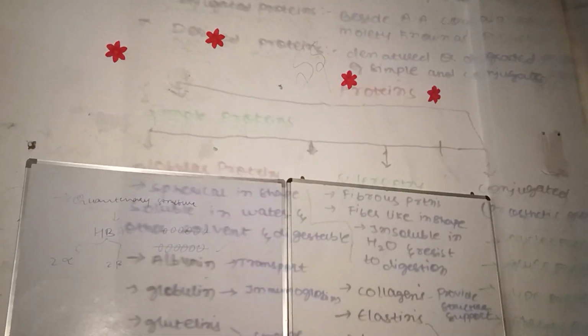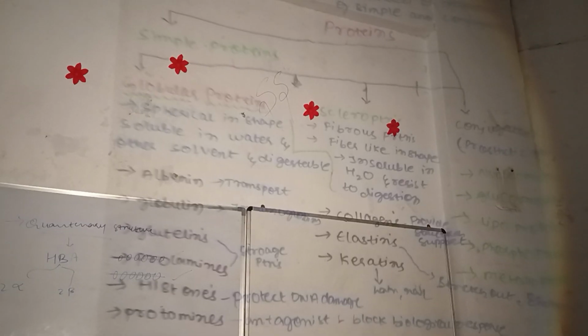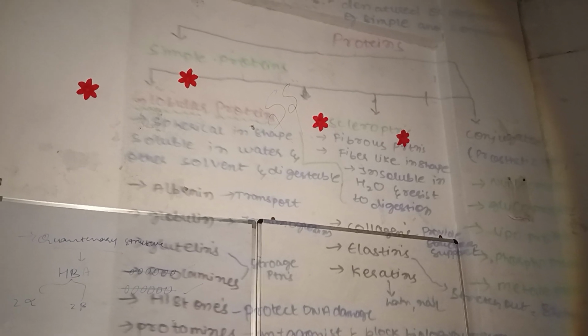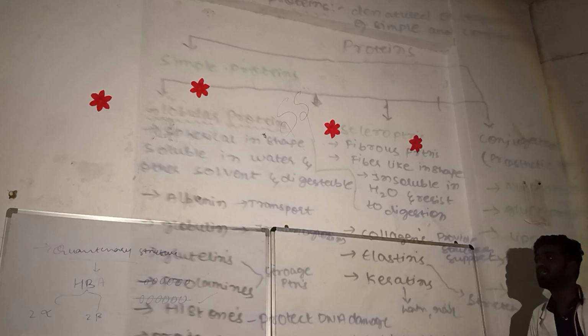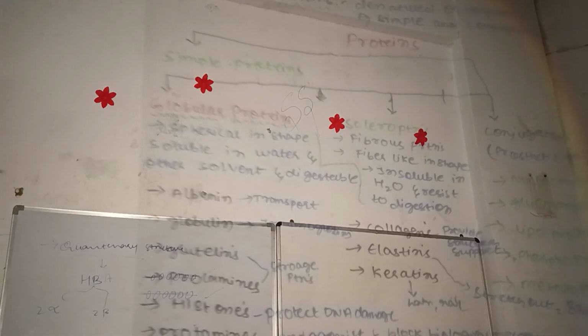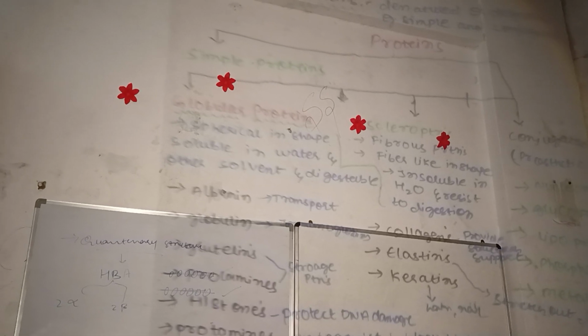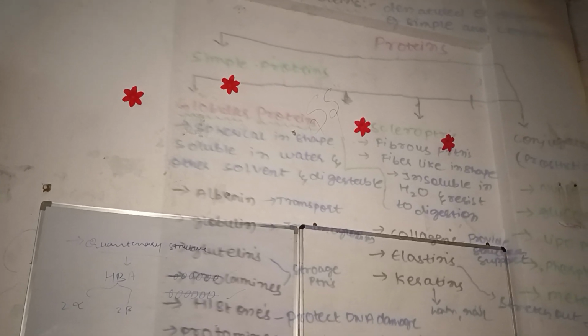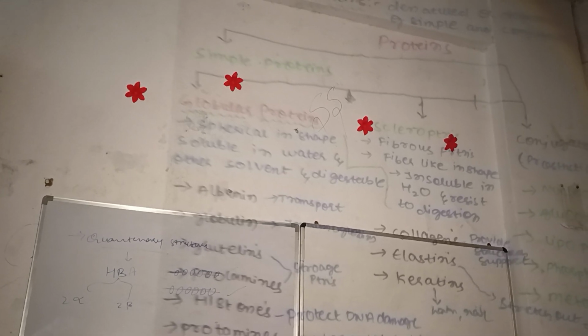Now this simple protein can again be divided into two, that is globular protein and scleroprotein, depending on the structures. Simple proteins can be divided into globular protein and scleroprotein. Now why is it called globular protein? Because it is spherical in shape, soluble in water and other solvents, and it is digestible.